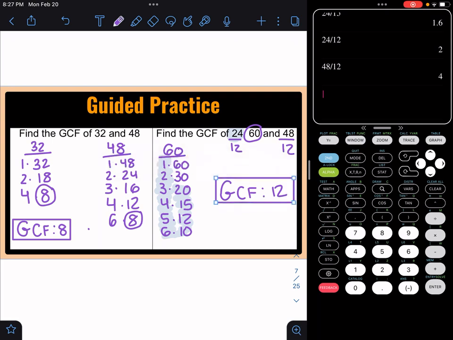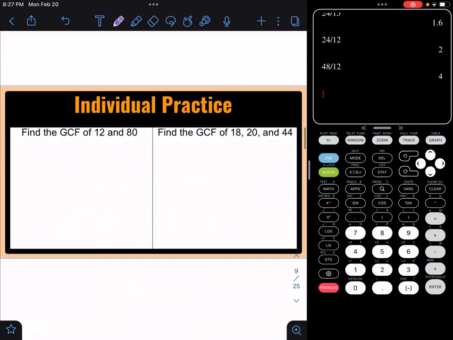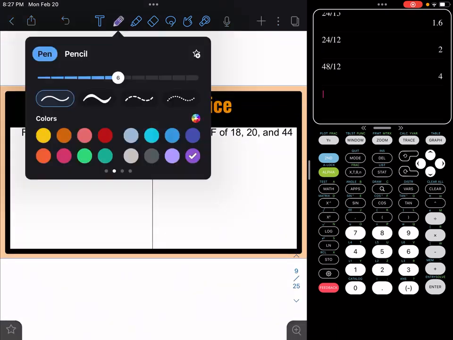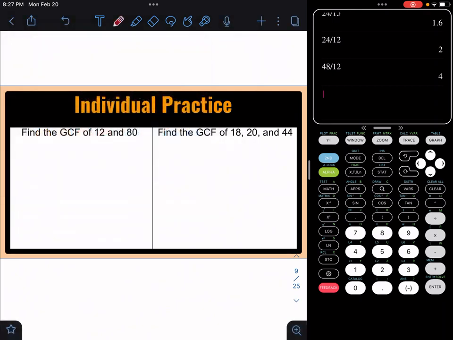Nice, nice, good job. All right, now I want you guys to practice. You can use either method you want. I like that second method better, but you can use either one that you like. All right, I'm going to take the bigger number. The bigger number is 80. I'm going to find all the factors of 80.